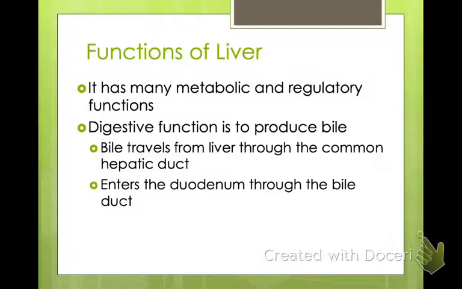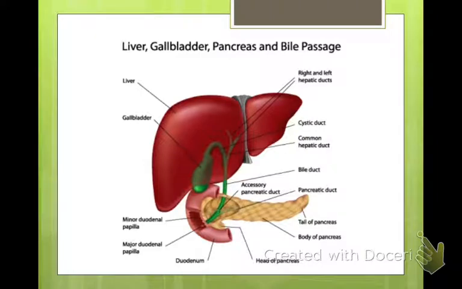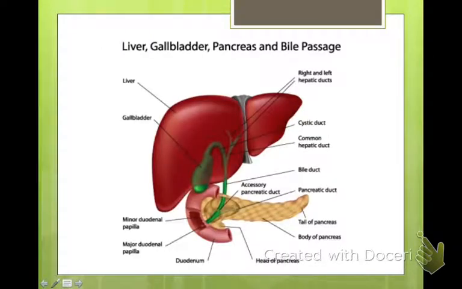Before I do that, though, I want to talk about how the bile travels. So bile travels from the liver through the common hepatic duct, and I'm going to show you these on a diagram on the next slide, and it enters the duodenum, that portion of the small intestine, through the bile duct. And I'm going to show you all these ducts and passageways to get to the duodenum on the next slide. So once the bile is secreted from the liver, it's going to come down.